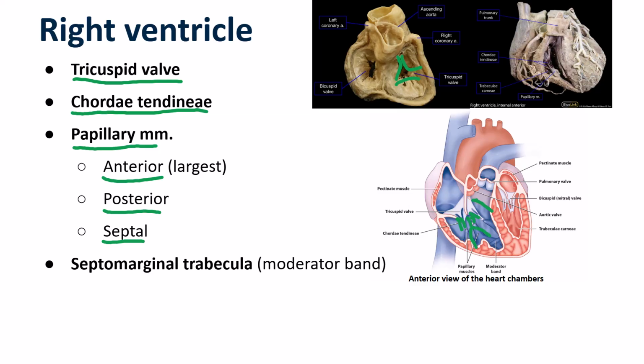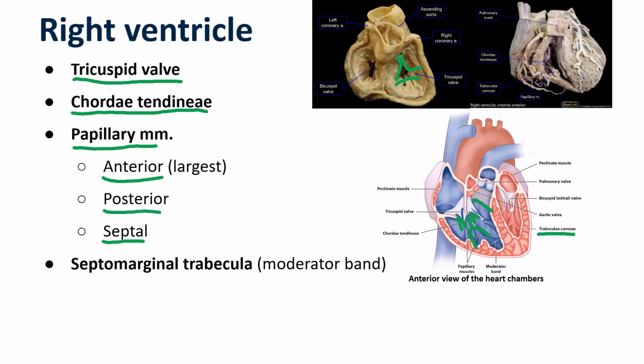right there. In addition to this, there are going to be large, meaty beams. So these would be extensions of myocardium called trabeculae carneae. You can see that written out right there, applied to the left ventricle. But these are all throughout the right ventricle as well.